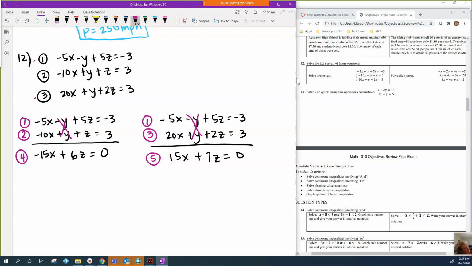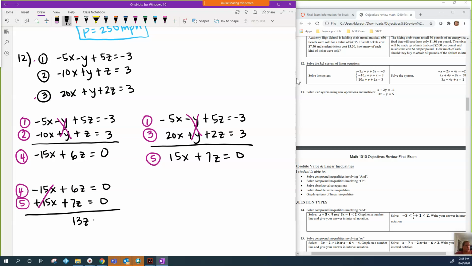Okay, now what do I do from here? I'm going to put equation 4 and equation 5 together and eliminate one of the variables there, right? So I've got to try and eliminate another variable. And this one works out nice because I can see that already, without doing any work, my x's are going to eliminate. Right? Let me add those together. So that's going to leave me with 13z equals 0. If I divide by 13, it doesn't matter. 0 divided by anything is 0.